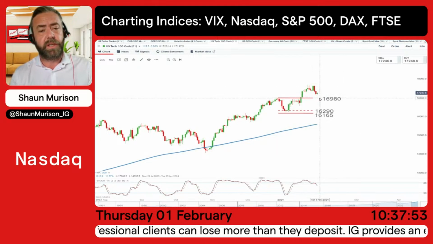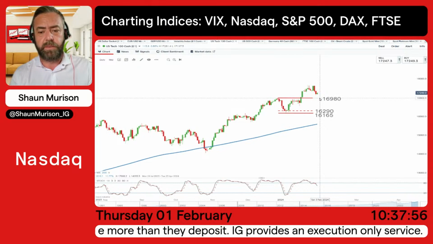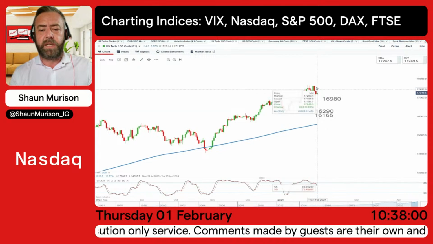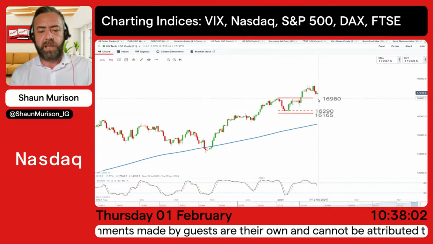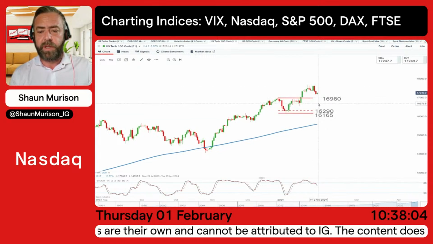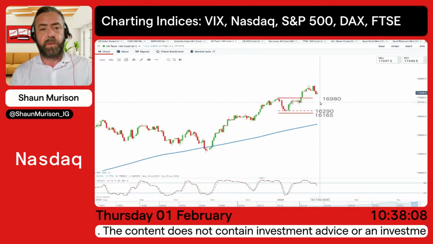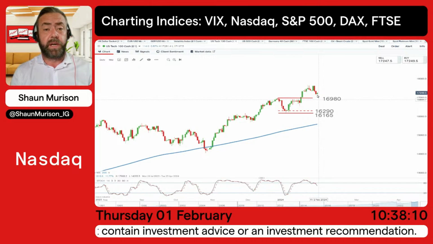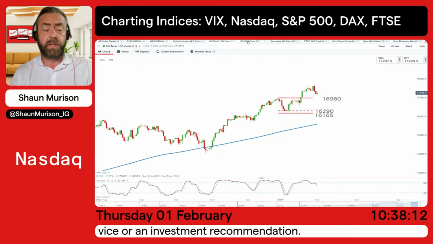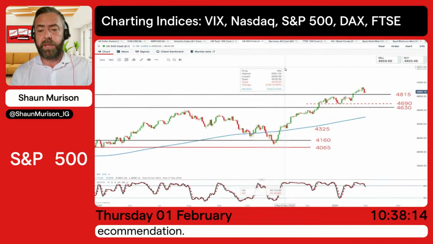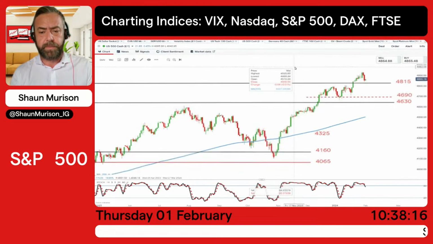First level of support, which I'm watching to look for long entry, is about 16,980. I do want to see the price ticking back up off that. But certainly from that level, any of these lower levels, and you could have one in between, probably sitting about 16,675, are possible entry opportunities into a pullback.